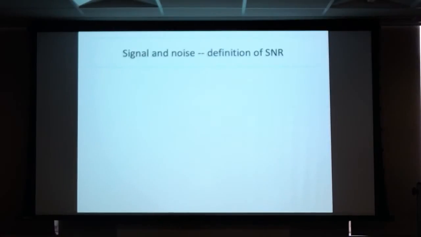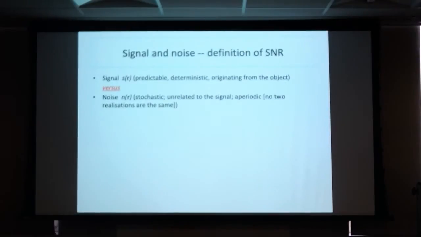Now, I just wanted to introduce something important, which is the definition of the signal-to-noise ratio. The signal is the predictable deterministic part of the image and originates from the object. And the noise is stochastic, unrelated to the signal, it's aperiodic, no two realizations are the same. So if we take two images of the same object, they're not alike, they're only alike in the common signal content, but they're completely different in the noise content.